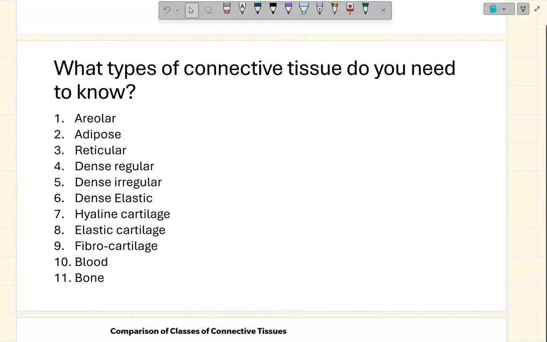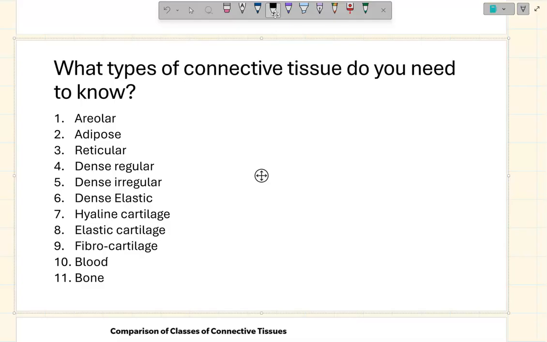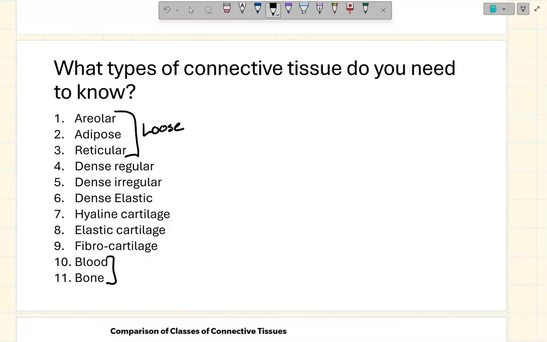So we're going to break these up into their different categories. They're like subtypes because earlier I told you there's 4 main types. Of course, blood and bone are their own individual types of connective tissue. So I'll show you some of that later on. But then the other types over here of connective tissue are going to be loose connective tissue, which is our first 3. So we have areolar, adipose, and reticular connective tissue.